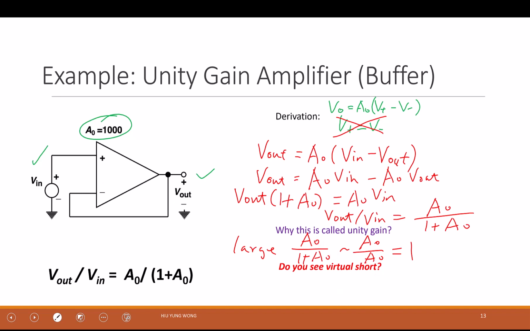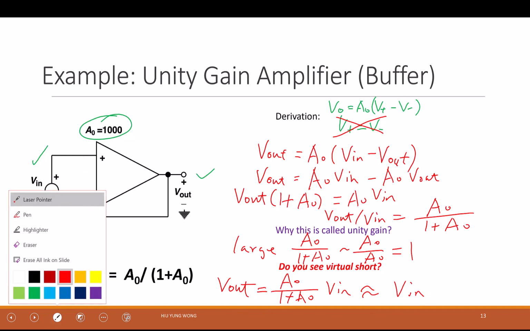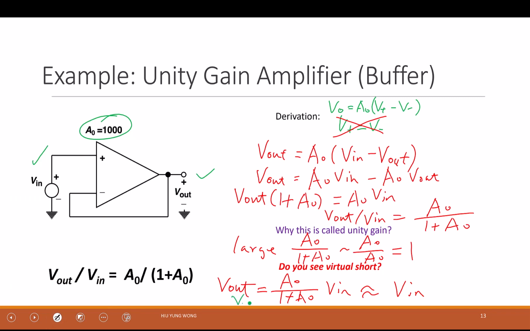Do you see a virtual short in this case? Almost, because V out equals A0 divided by 1 plus A0 times V in, and we just said that this gain is almost equal to 1. So V out is almost equal to V in. But V out is what? V plus, and this is V minus. So V plus is almost equal to V minus. That is a virtual short.